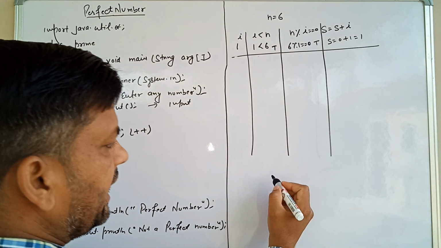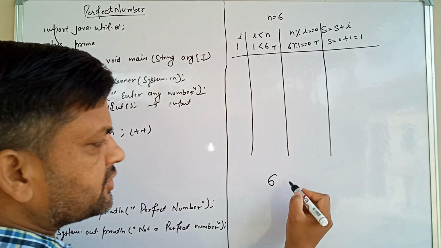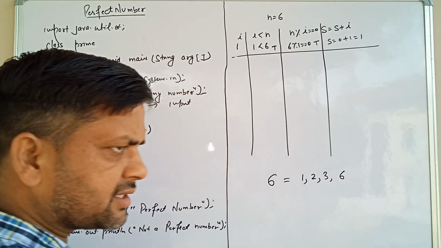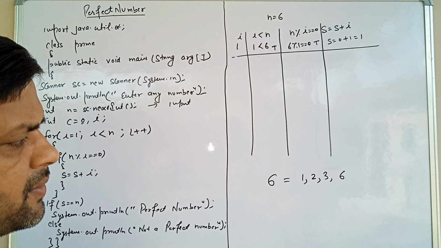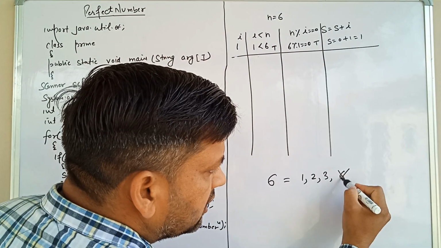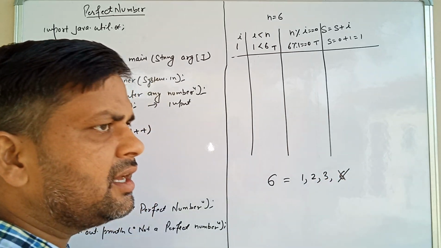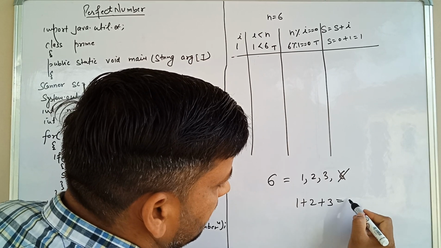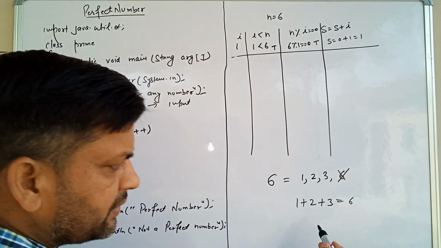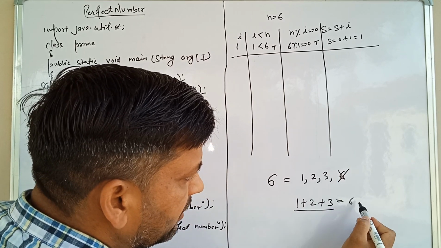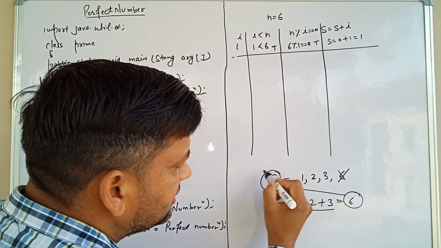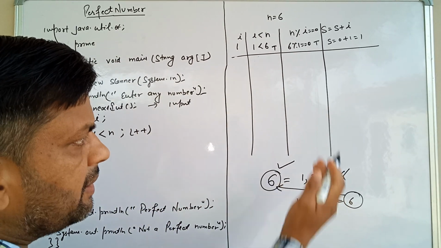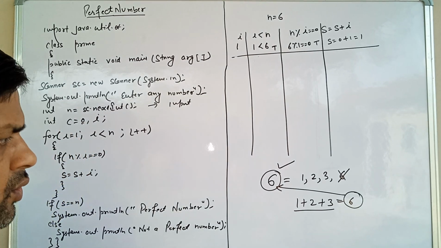For example, if I take the number 6, what are its factors? Its factors are 1, 2, 3 and 6. But according to the definition of a perfect number, the sum of factors excludes the number, so we will not take this number itself. The remaining factors we add: 1 plus 2 plus 3, which is equal to 6. So if the sum of factors excluding the number is equal to the number itself, it means this number is a perfect number. Now we will prove it with the help of this Java code.